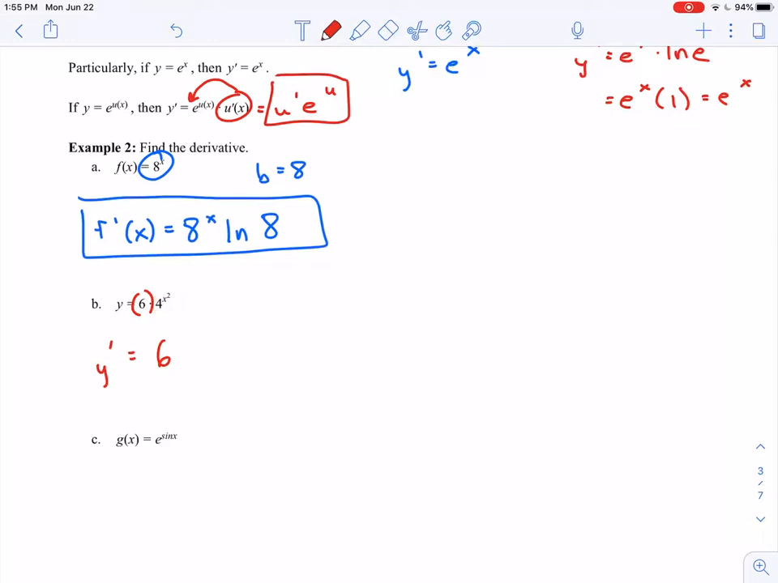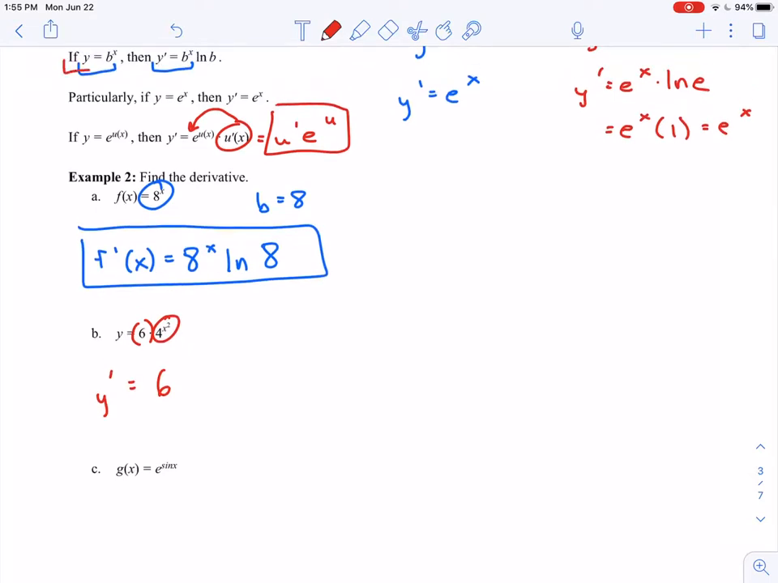So 4 to the x squared, there's a few different ways I can think about this. First, I can say, well, this is 4 to the x, so hopefully I'm thinking about y equals b to the x. It looks something like that, but not quite, right? Look at the power right here. It's x squared. It's not just x. So if it's x squared, I actually have a chain rule here.